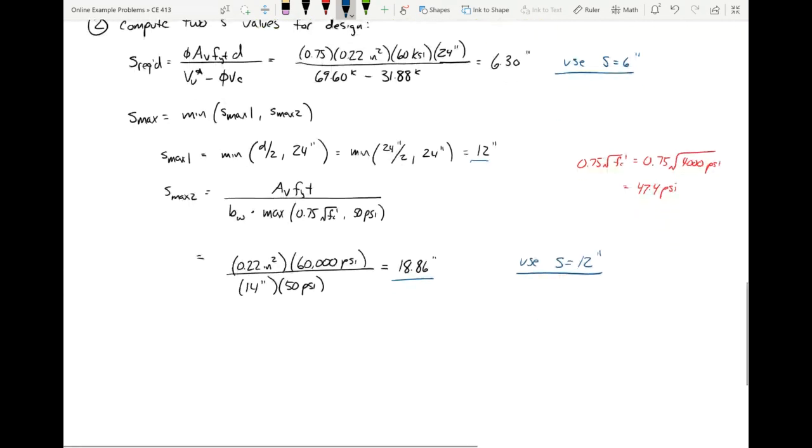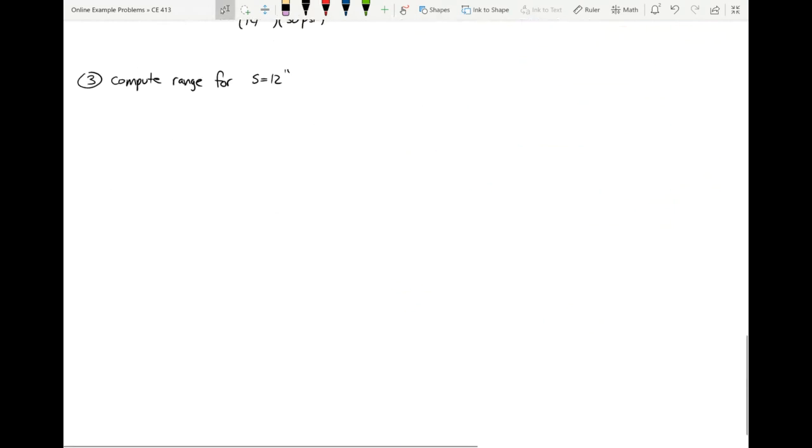Now, step 3, we have to figure out where we can start using S equals 12 inches. So I'll say compute range for S equals 12 inches. We don't need to do this for S equals 6 inches because we know when we're going to start using it. We're going to start our first stirrup at 2 inches, and then we're going to start using 6 inches right at the beginning. We don't know when we can start using the 12 inches. That's what we've got to figure out here.